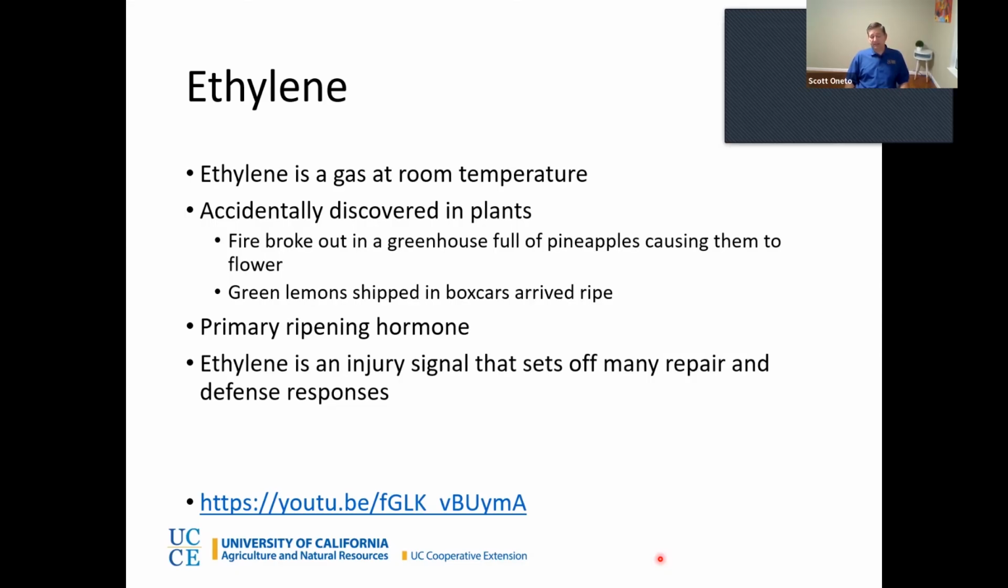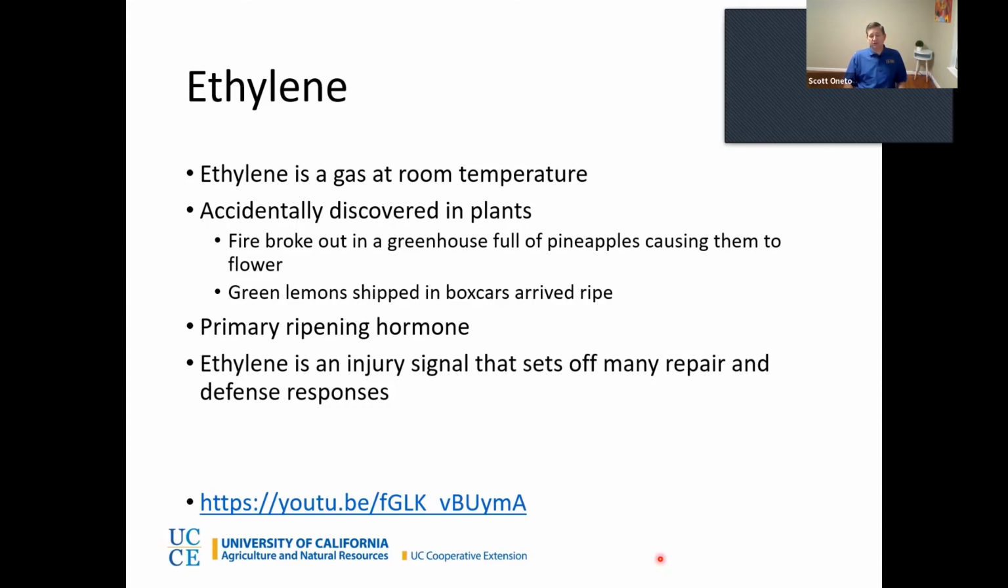So when a plant is injured, that's one of the hormones that rushes to that site of injury to help repair and defend against, basically walling off that site of injury to basically keep the plant from allowing bad pathogens from entering the plant. And so it's used in, of course, agriculture for lots and lots of different reasons, mostly for the ripening.